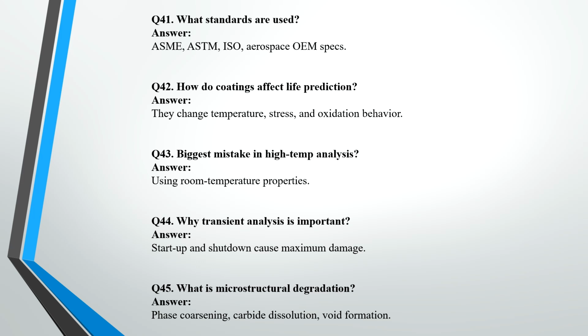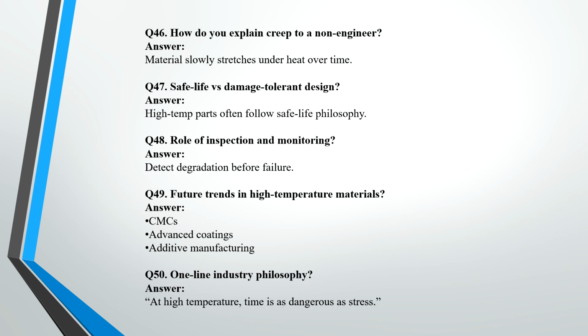What is microstructural degradation? It means phase coarsening, carbide dissolution, void formation, etc. It's called microstructure degradation. So how do you explain creep to a non-engineer? In the sense that a material slowly stretches under heat over time. So there is a constant stress and there is heat. What happens with respect to time? It slowly elongates.